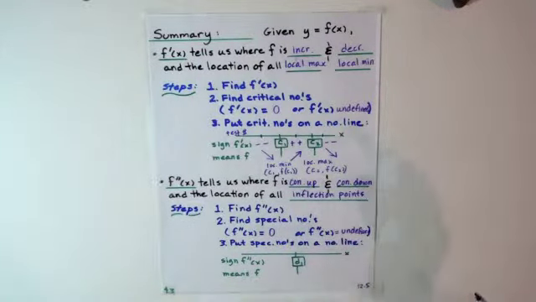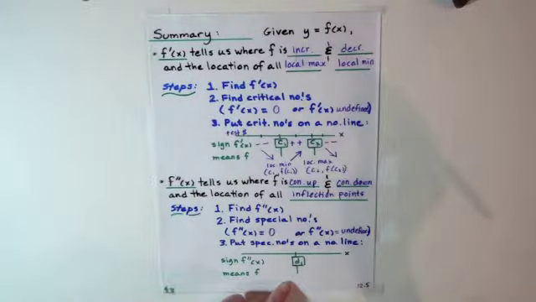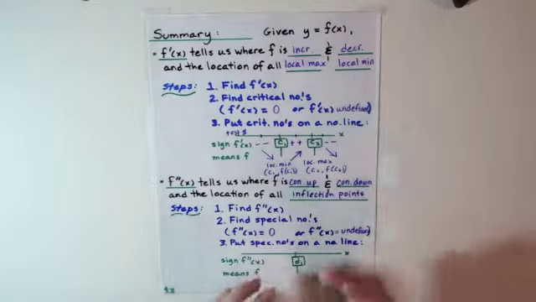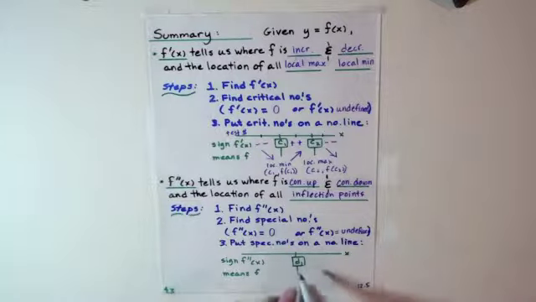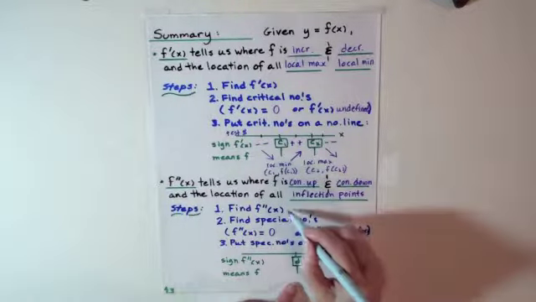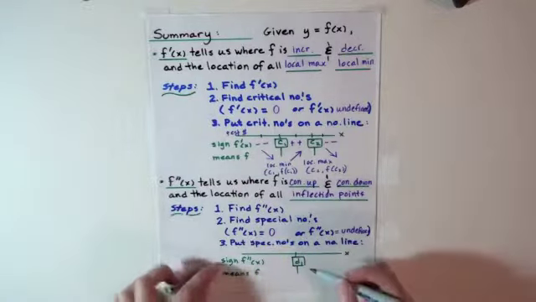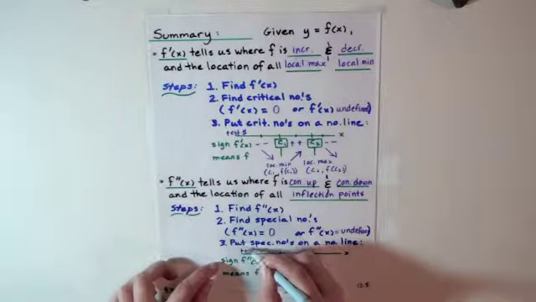Okay, so we find those special numbers. Suppose I find one special number. I called it d1. I stick it on a number line just like we did with the critical numbers, and it breaks up the number line into separate intervals. And d1 is the only place where f double prime could be switching sign. And so I only have to test one number to the right of this and one number to the left of this.